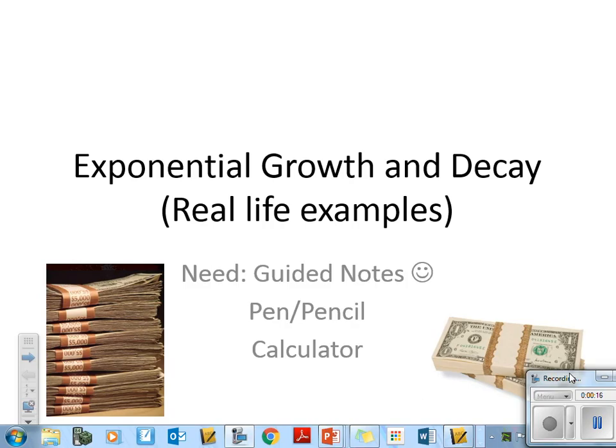You guys worked on graphing exponential growth and decay functions with Mrs. Brennan yesterday, but now we're going to be doing real-life examples. So what you're going to need is your guided notes, which you hopefully already have, a pen or pencil, and a calculator. And with that, let's get started.